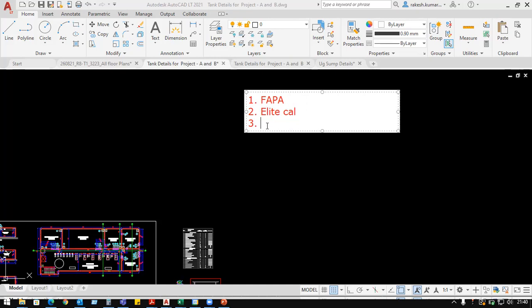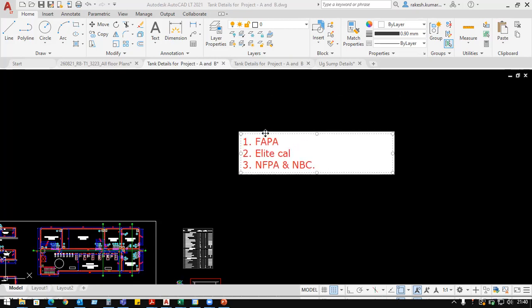Fire alarm, Elite software is there, and what else? All the codes, NBC and NFPA codes. Yeah. These are the two things. Regarding NOC also. NOC, what do you want? Is it included in the course or no? What is NOC? You tell me first. I don't know actually.